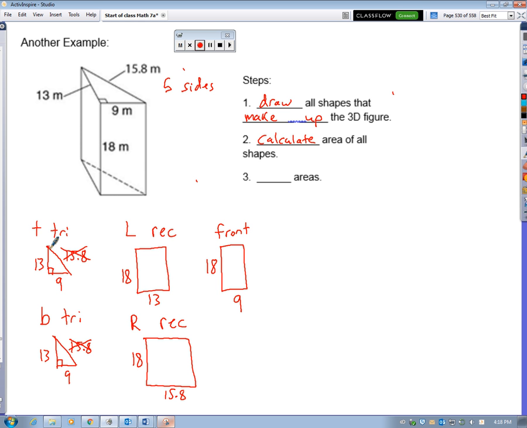We're going to take the base times the height. I'll write it out here so that we can kind of see the steps. We have 13 times 9 is going to give us 117. Okay, then we're going to take 117, divide that by 2, and that'll get us 58.5.